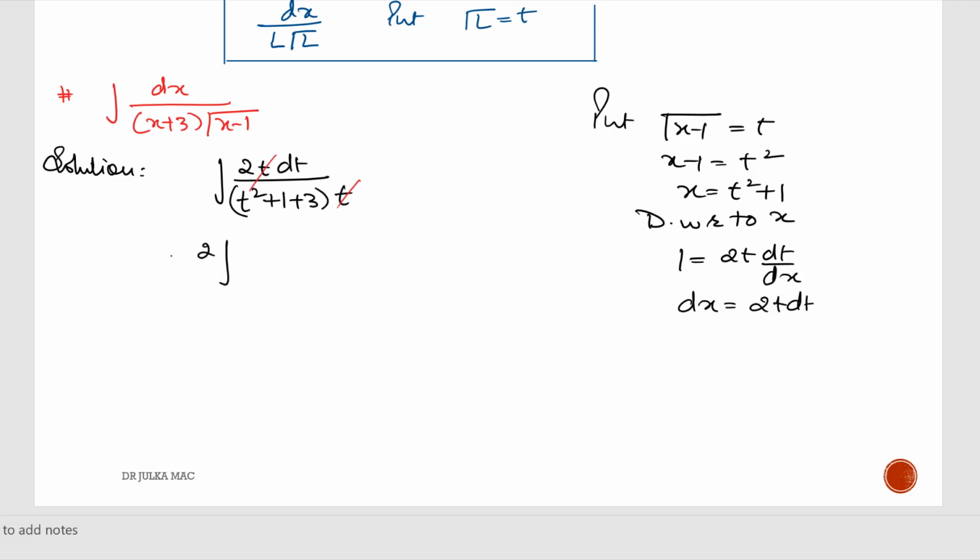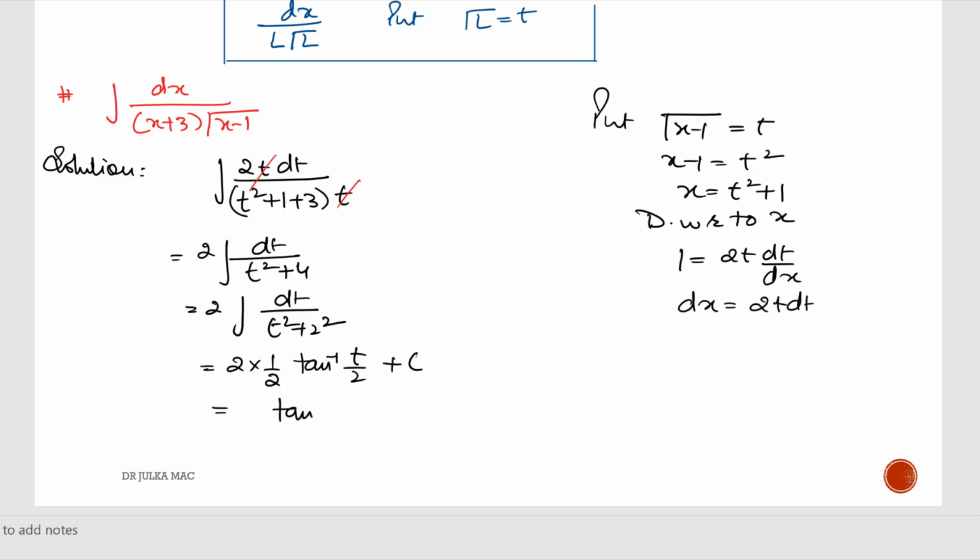Now t cancelled by t. Now we have 2 outside the integration, dt divided by t square plus 4. We can write this as dt upon t square plus 2 square. The formula for integral of dx upon x square plus a square is 1 upon a tan inverse x upon a plus c. So it is 2 multiplied by 1 by 2 tan inverse t upon 2 plus c, and the value of t is root x minus 1.